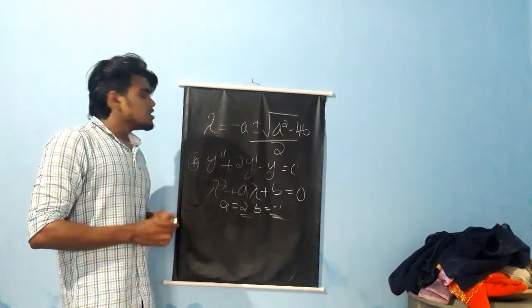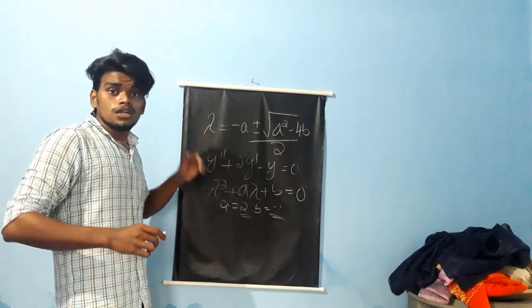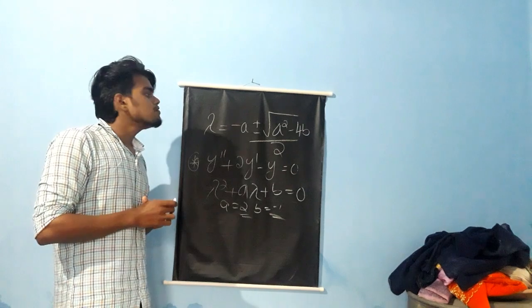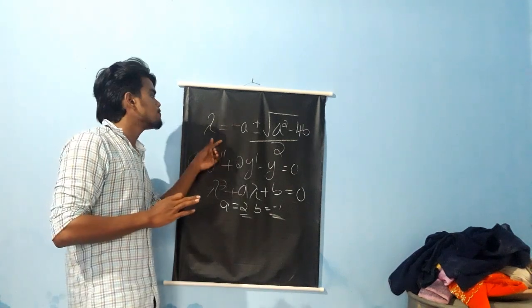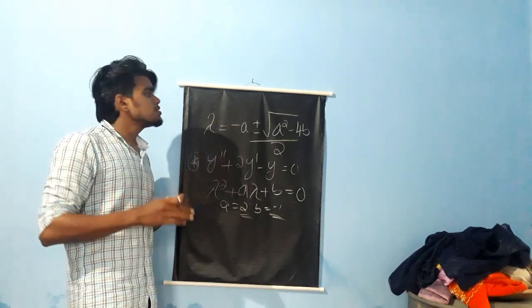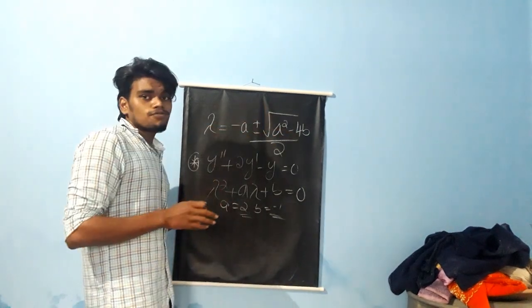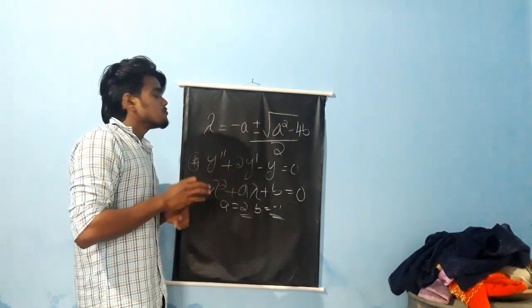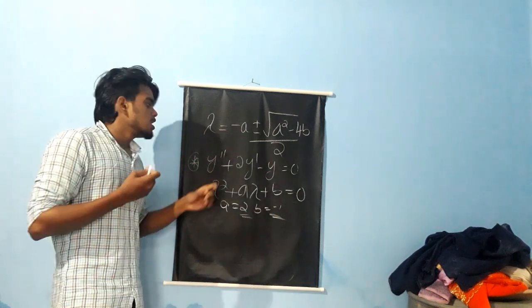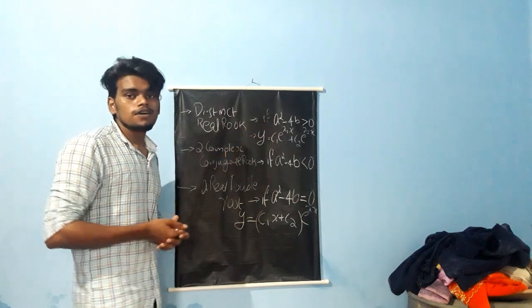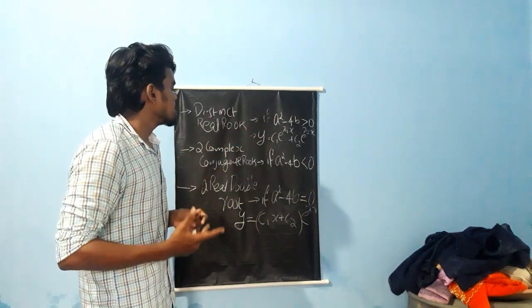Here we have three types of general solutions for applying this equation. It all depends on what comes within this term. So a square minus 4b defines what kind of general solution the differential equation gets.